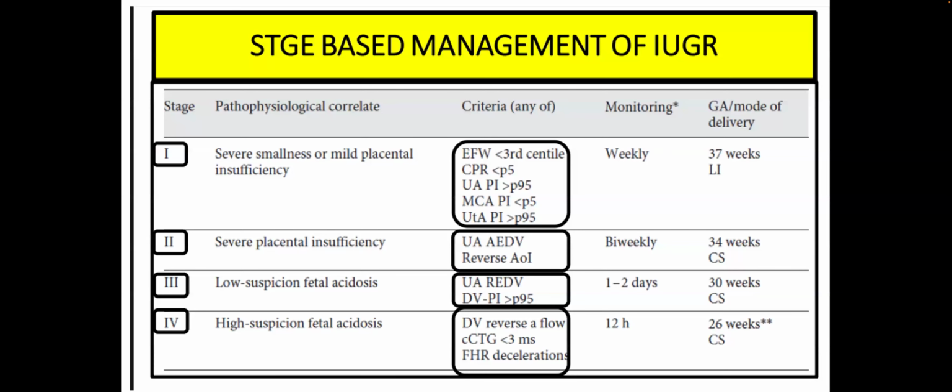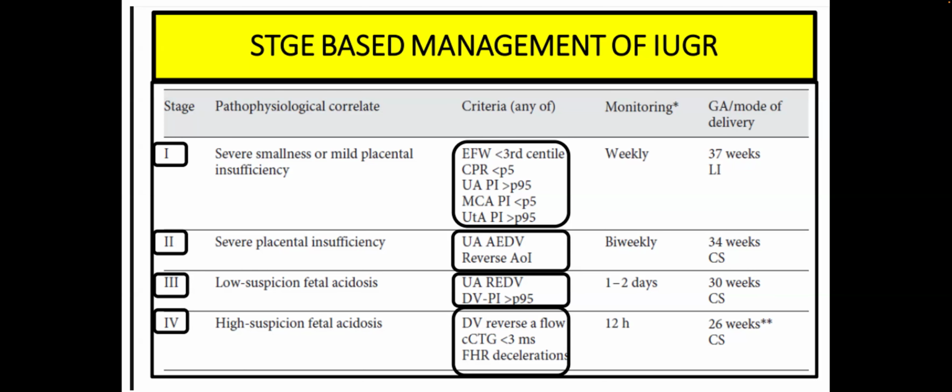So if you look at the stage-based management of IUGR, it stages the IUGR based on criteria. If it's a severe smallness and mild placental insufficiency, like estimated weight of less than 3rd percentile, CPR of less than P5, UA of more than 95, MCA of less than 5, and UtA PI of more than 95, then you do weekly monitoring and deliver at 37 weeks. And if it's a severe placental insufficiency as indicated by reverse AEDF or UA AEDF, then you do biweekly monitoring and deliver at 34 weeks.